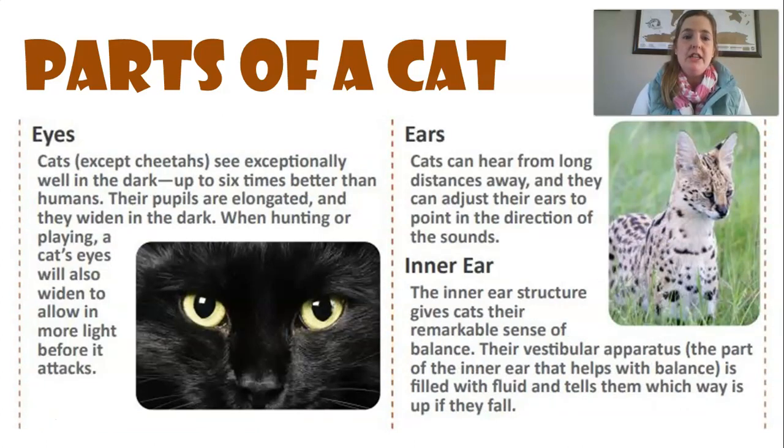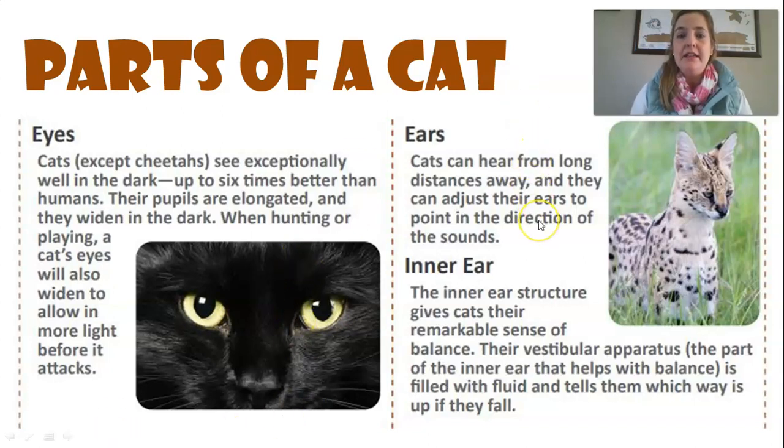Cats, except for cheetahs, see really well in the dark, much better than we do. And the pupils of their eyes are elongated, they are long. You know, a typical cat's eye, we always draw them a bit like a slit, a bit slanty. That's why the correct word is actually elongated, so that they can see better in the dark.